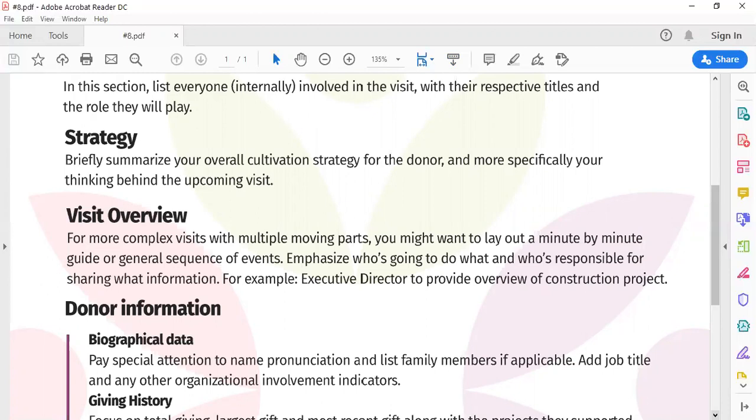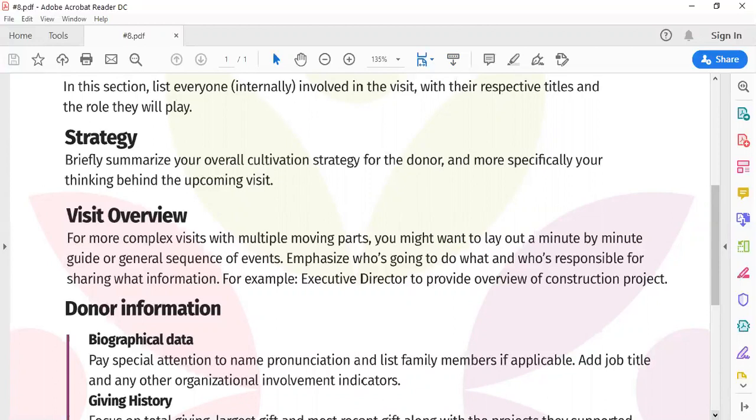rogue. A visit overview. If it's more complex, if there's multiple moving parts, if it's going to be a solicitation visit, this is the point where you want to identify almost a minute by minute or 15-minute intervals of what's going to be happening and who's going to be responsible for what. Who's introducing certain topics, who's going to be wrapping up the meeting, who's leading it.